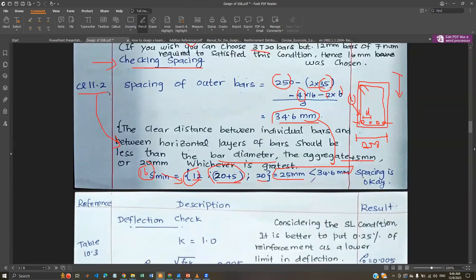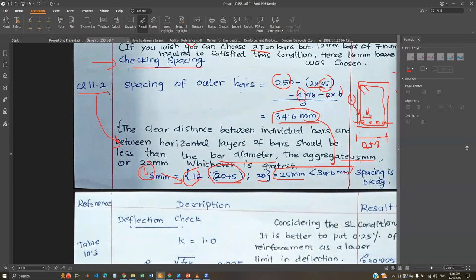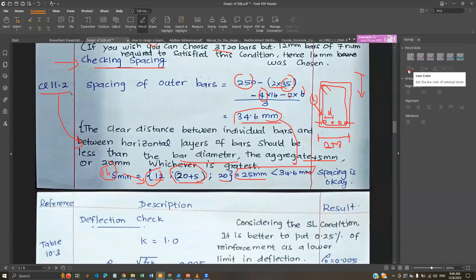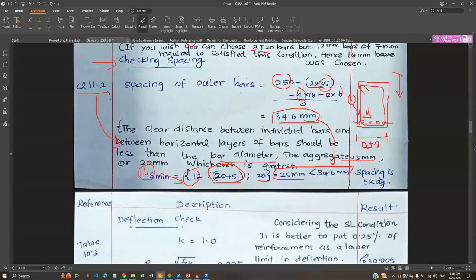One more thing I want to mention: you might have studied this in concrete technology. When we are pouring the concrete, these are the practical conditions we need to understand. Here we have mentioned it as 20 plus 5. The reason is, let's say, when you are having the formwork, something like that. You know what is meant by formwork? Formwork is just holding the concrete, the fresh concrete.